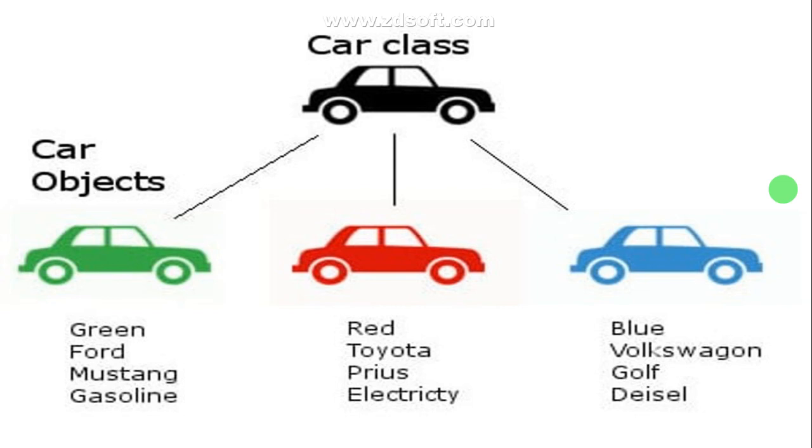Let's consider another example, that you have a car and I have a car. The color of your car is green, my car has a red color. Your car is of brand Ford, my car is of brand Toyota. Your car is running on gasoline and my car is running on electricity. But all these cars belong to the same class, car. You just have an object, I just have an object, with different names, different colors, different companies, different brands, but all these cars belong to the same class, that is car.